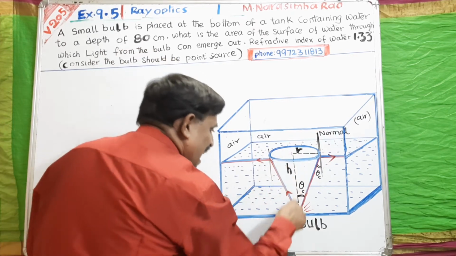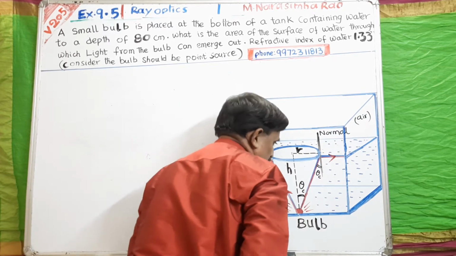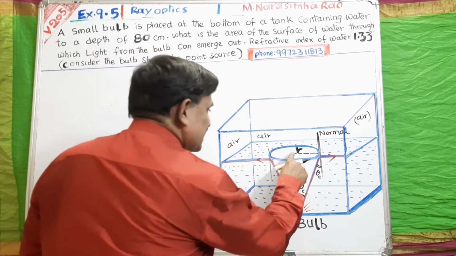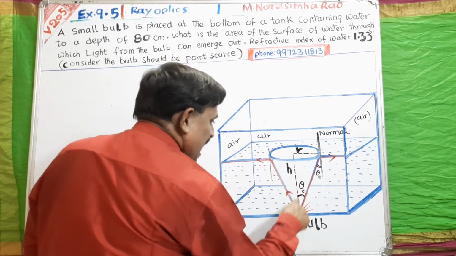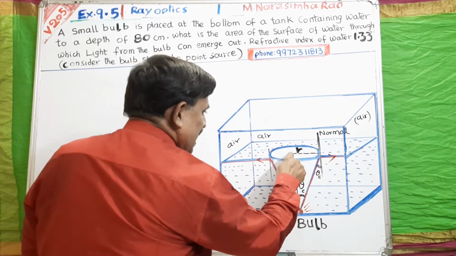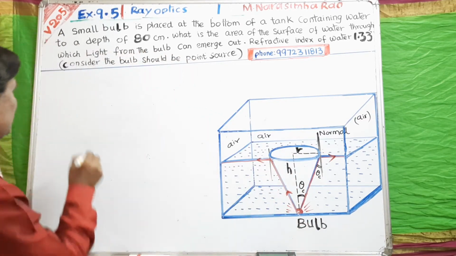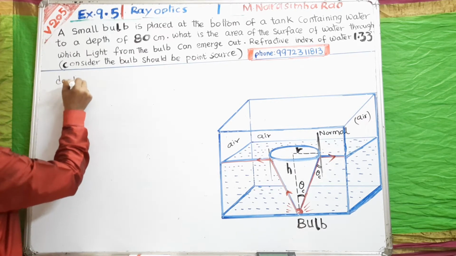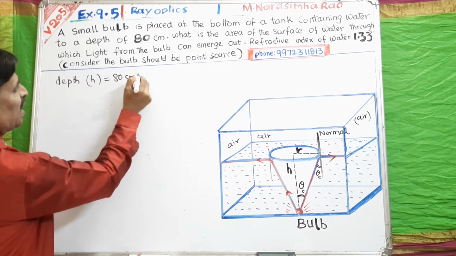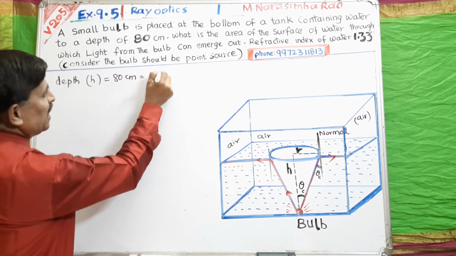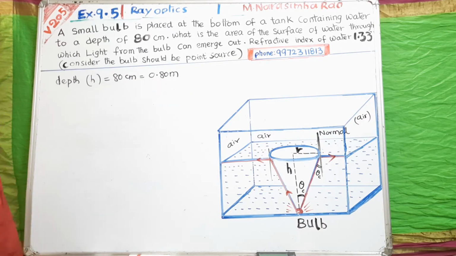I am taking it as a height. If you are observing from the bottom, it is a height. If you are observing from the top surface, it is the depth. Both are the same. This depth is 80 centimeter. H is equal to 80 centimeter, that is 0.80 meter. If it is divided by 100, it is converted into meter.